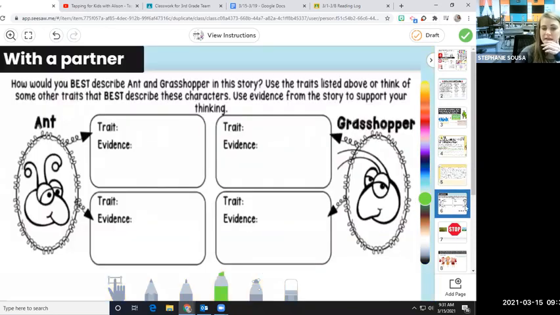On slide 6, you are going to complete this with a partner. It says, how would you best describe Ant and Grasshopper in the story? Use the traits listed above or think of some other traits that best describe these characters. Use evidence from the story to support your thinking.